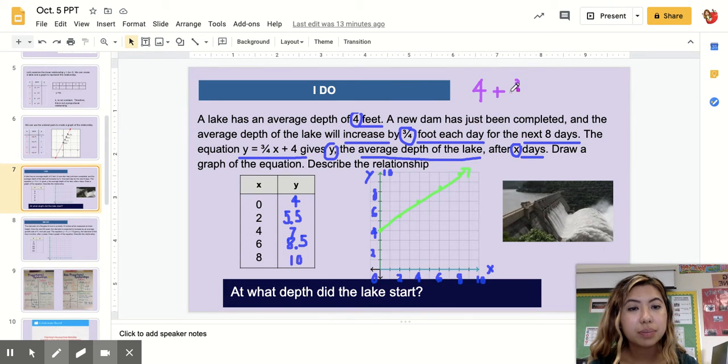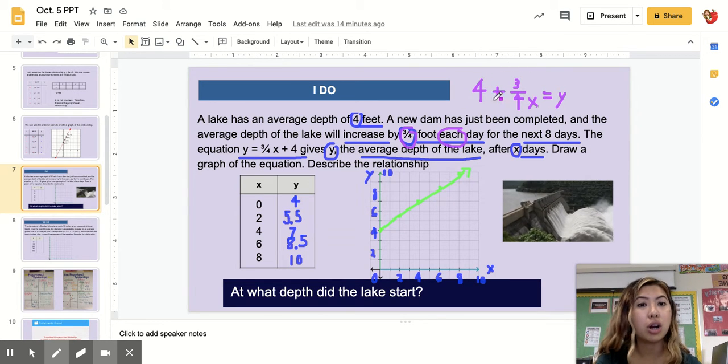3/4 foot each day. Each is the key word that tells you that 3/4 is our constant of proportionality or our unit rate. So I'm going to have x behind the 3/4, and x is going to represent the number of days. And then y represents the average depth of the lake. So as you can see, just from the verbal description, we can write our own equation.